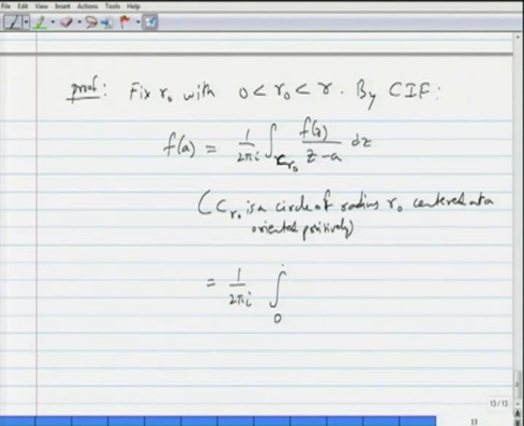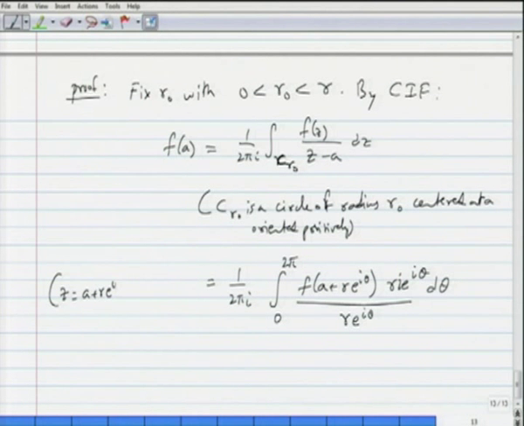We'll parameterize this circle. So we get 0 to 2 pi, f of a plus r e power i theta, times i r e power i theta d theta. This is the dz, and in the denominator we have z minus a, which is r e power i theta, since z is a plus r e power i theta. That is the parameterization, theta from 0 to 2 pi. So this is equal to 1 by 2 pi times the integral 0 to 2 pi of f of a plus r e power i theta d theta, after all the cancellations.